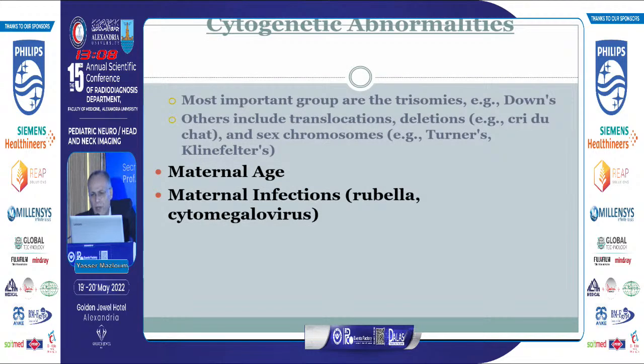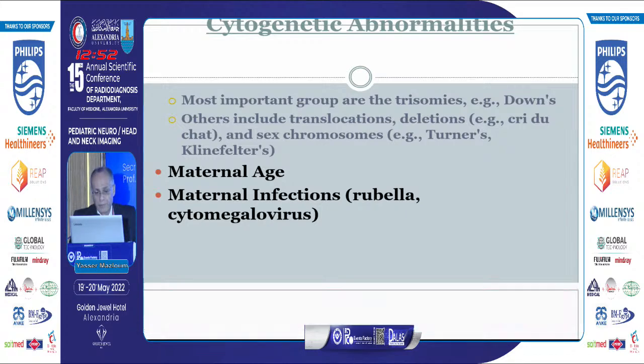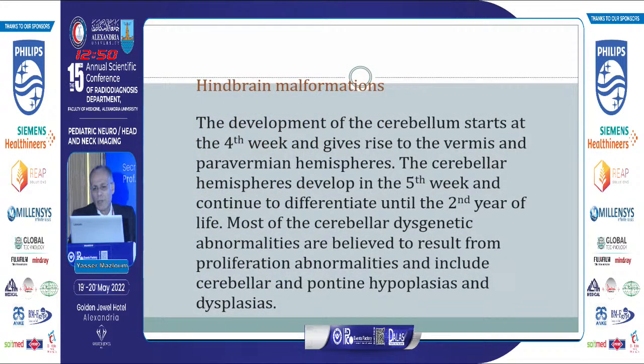Most important group of trisomies like Down, other include translocation or deletion like Cri-du-Chat syndrome, and sex chromosome abnormalities like Turner's or Klinefelter syndrome. Maternal age and maternal infection, for example rubella and cytomegalovirus, may play a great role. The development of the cerebellum starts at the 4th week of gestation, giving rise to vermis and paravermal hemisphere.